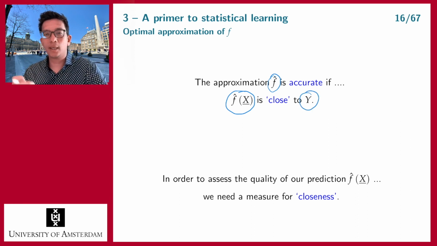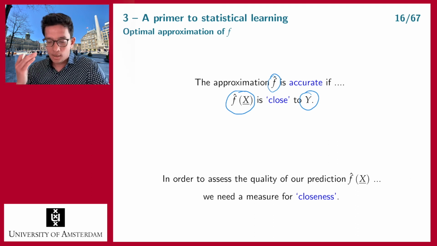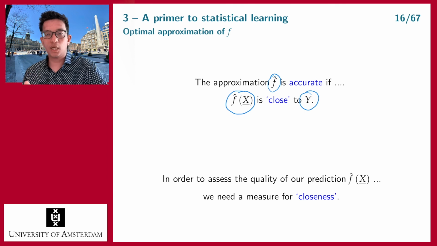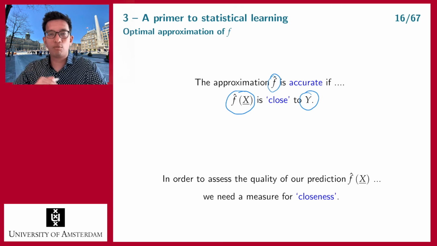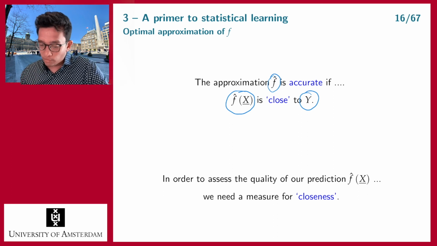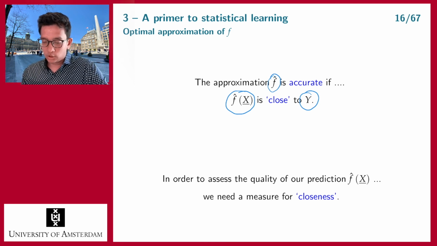Think of y as the number of claims in the future. Then f hat of x is my prediction of the number of claims in the future based on the predictor variables I have available of my policyholder. If my prediction is close to what the future number of claims will be, well, then we did a good job. However, look at this statement, f hat of x should be close to y, close.